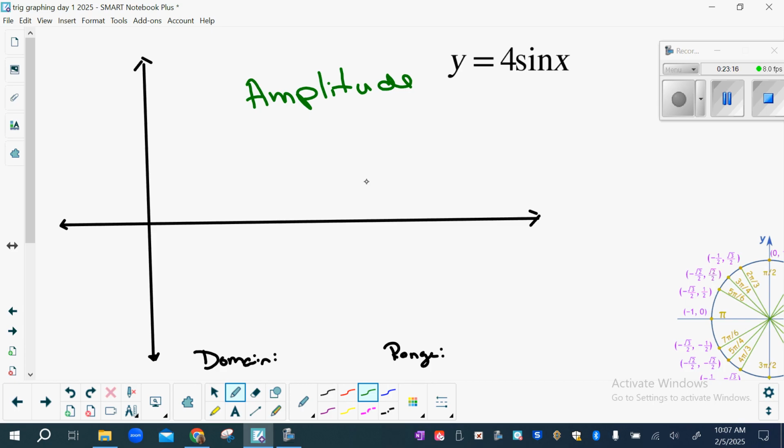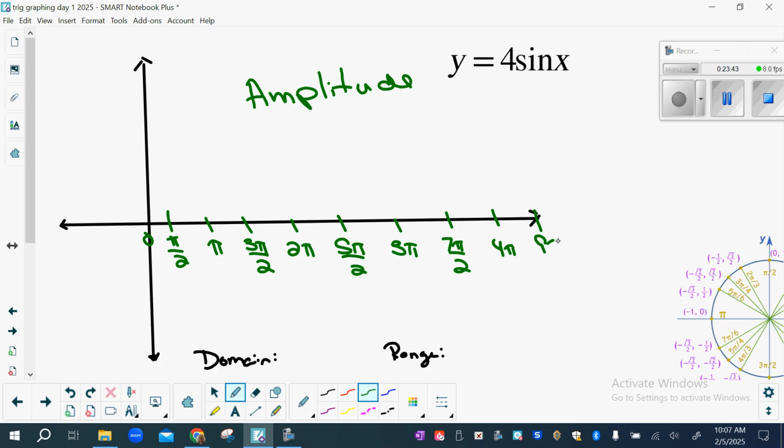Are you ready? Step 1, label your axis. 0, pi over 2, pi, 3 pi over 2. You're going to get good at this. 5 pi over 2, 3 pi, 7 pi over 2, 4 pi. If you want to do 9 pi over 2 because it's cool, that's awesome, but I need at least 2 rotations.